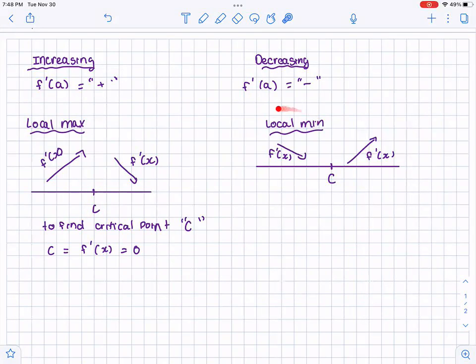Similarly for a local min, if the interval that is smaller than the critical point is a negative number, which means decreasing, and the interval that is larger than the critical point is a positive number, which means increasing, then we say at the critical point there's a minimum.